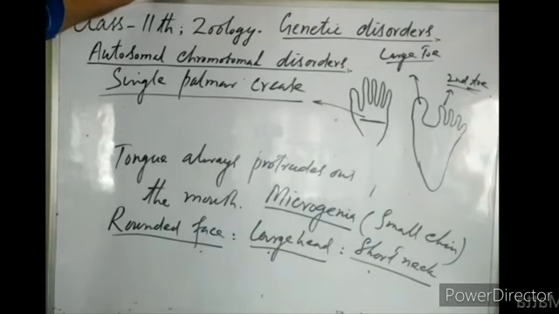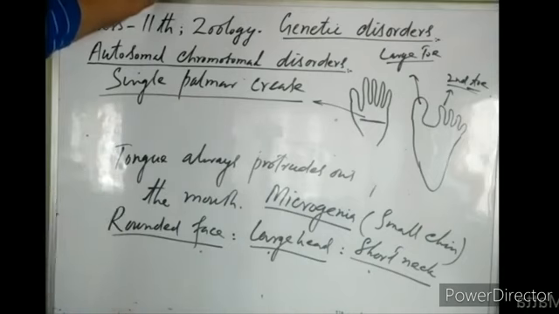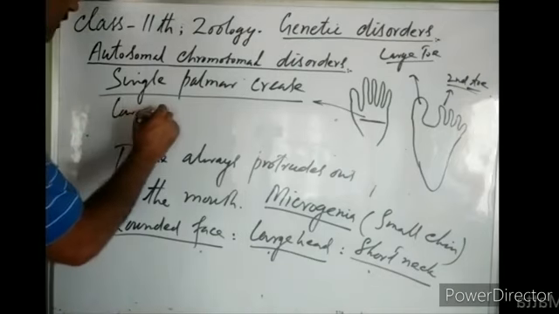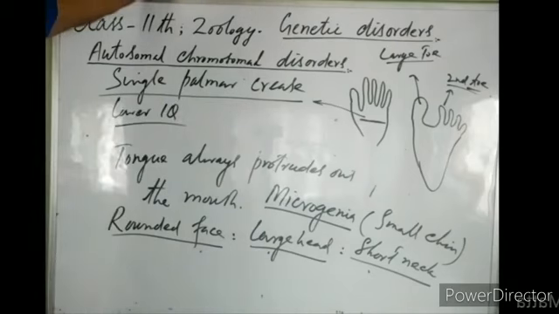Do these Down syndrome patients have any complications in addition to these physical markers of the disease? Do they suffer from any complications? Yes. They have got a lower IQ. Their intelligence quotient is low.